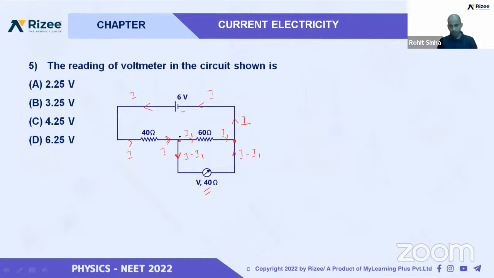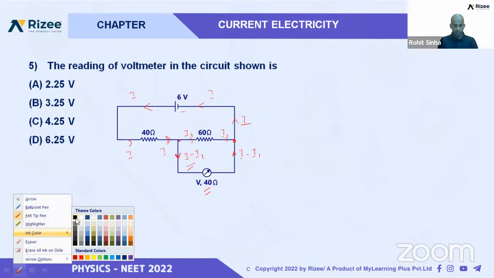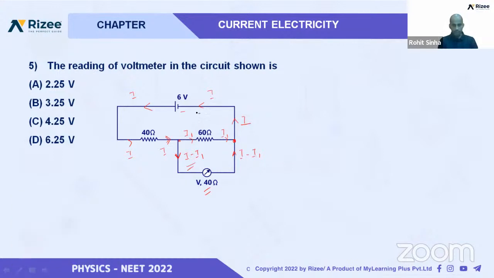Now we have to find the value of I minus I1. How will we write this? One thing we can do is write a Kirchhoff's equation. Let me write one Kirchhoff's equation for this loop. Let me take this as loop 1.